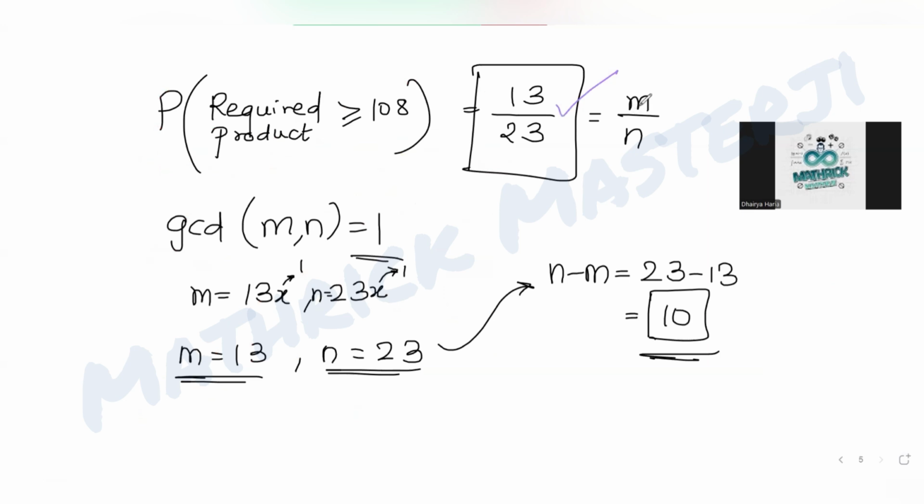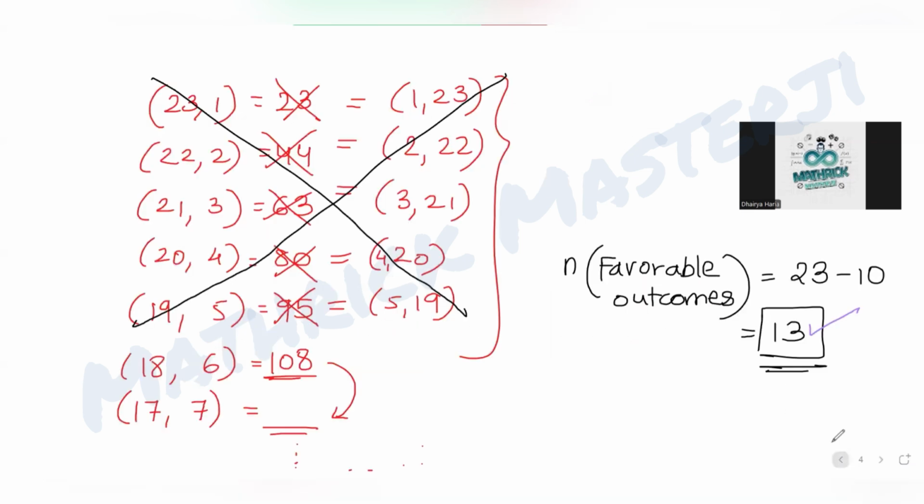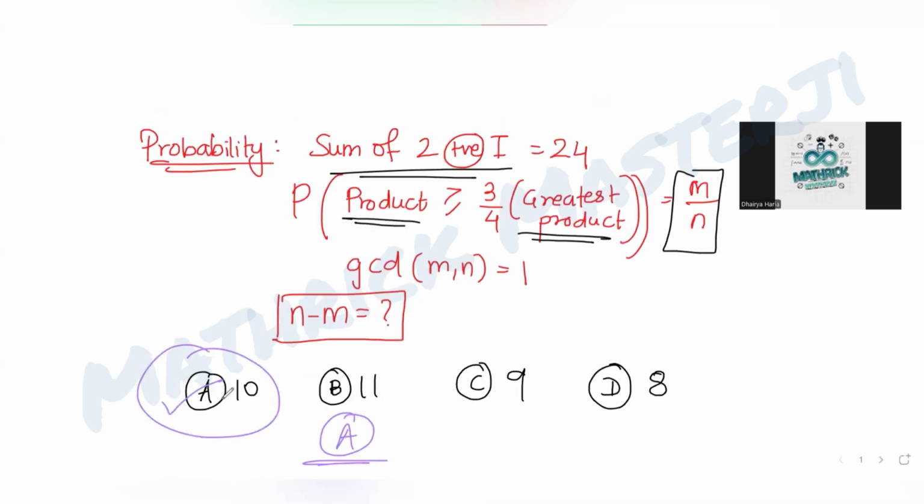Then I just compared it. I got m as 13 times a common multiple and n as 23 times a common multiple. But since they have told us there's nothing common between m and n except 1, I put x as 1, and that gives me m as 13 and n as 23, which gives me n minus m is 10. So that matches with option A. So A becomes the correct answer here.